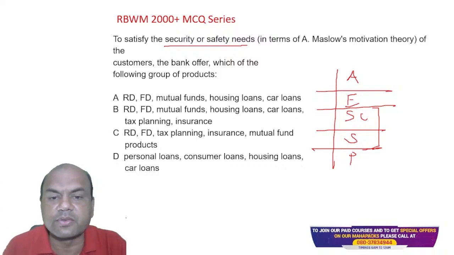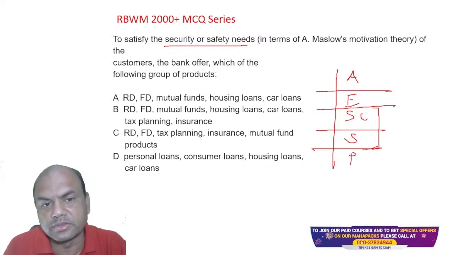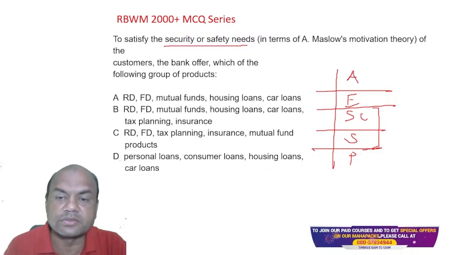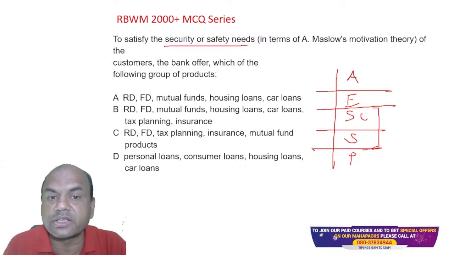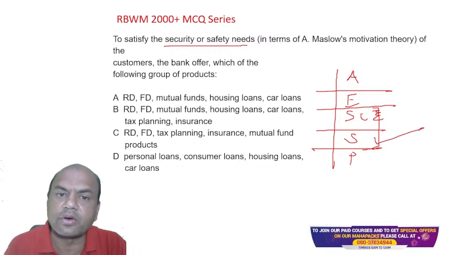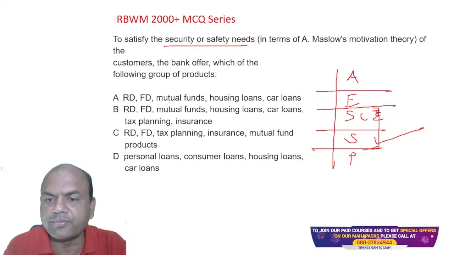To satisfy this security and safety, second level now. The options: RD, FD, mutual fund, housing loans and car loans; RD, FD, mutual fund, housing loan, car loans, tax planning and insurance; RD, FD, tax planning, insurance, mutual fund products; personal loan, consumer loan, housing loan, car loans. So which is offered for security and safety? This is not the social one, only security and safety. This is the one we are targeting for safety need.